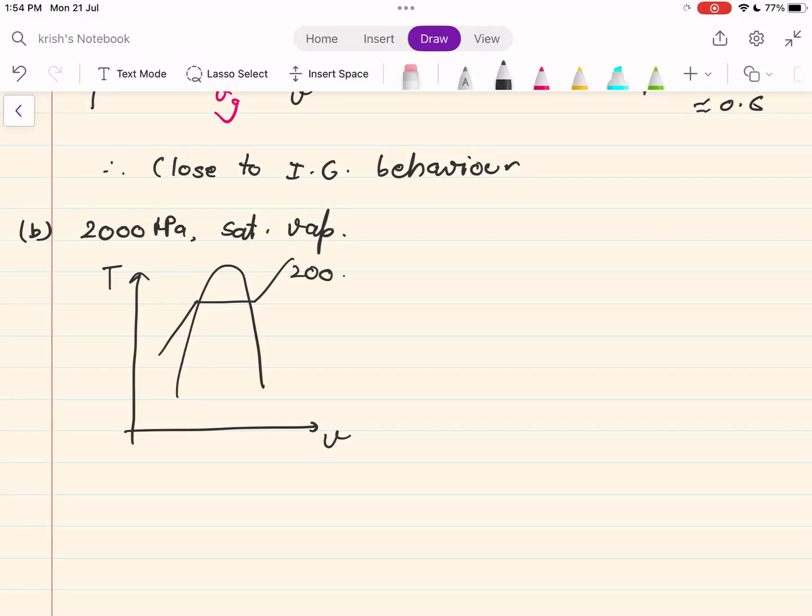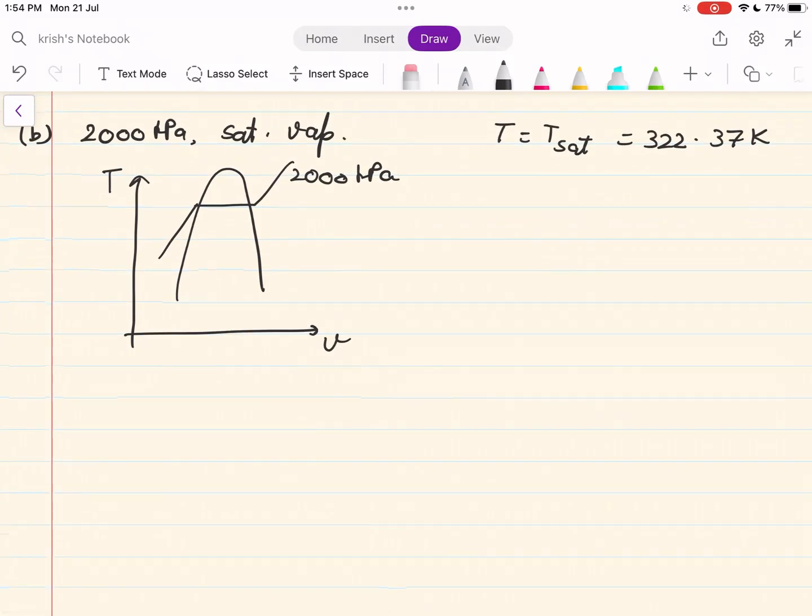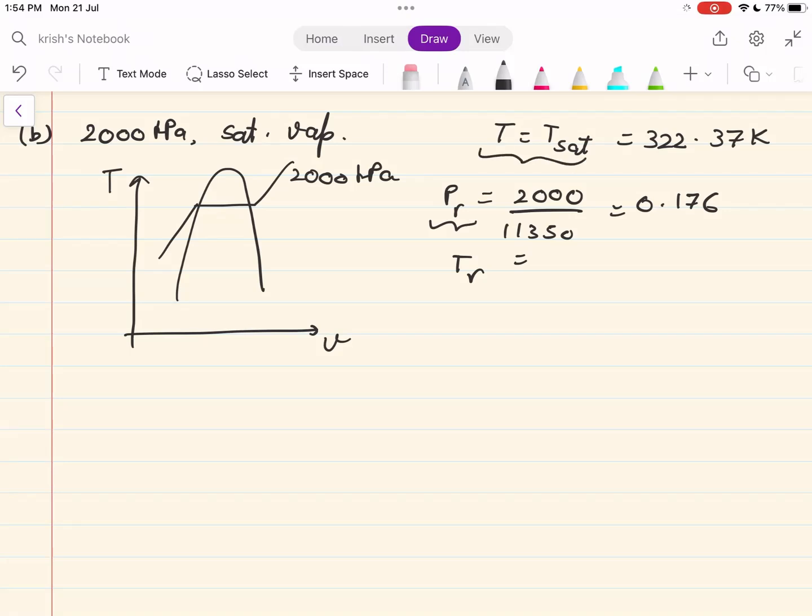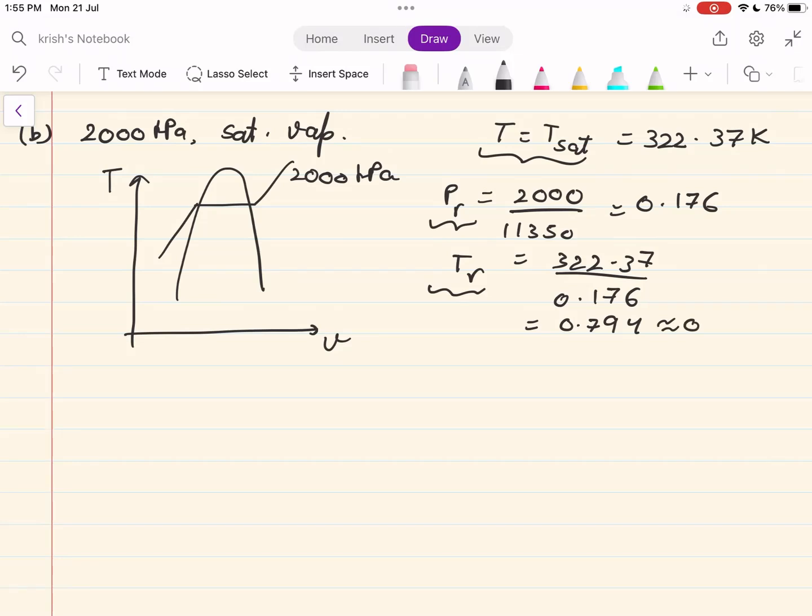This is 2000 kilopascals, and your T will come out to be 322.37 Kelvin. Right. So our new PR, because our given pressure has also changed, will come out to be 0.176, and our new TR, because remember if our PR changed then our Tsat also changed, which means our given temperature changed and thus TR will also change. 322.37 divided by the critical temperature comes out to be 0.794, which we will approximate to 0.8.